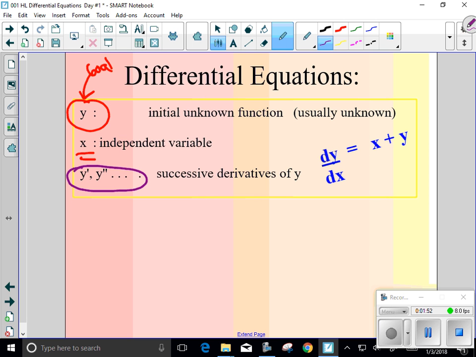Most of the particle changes for subatomic particles use differential equations. I think Schrodinger's equation is a differential equation. And there's all kinds of places where we use differential equations.